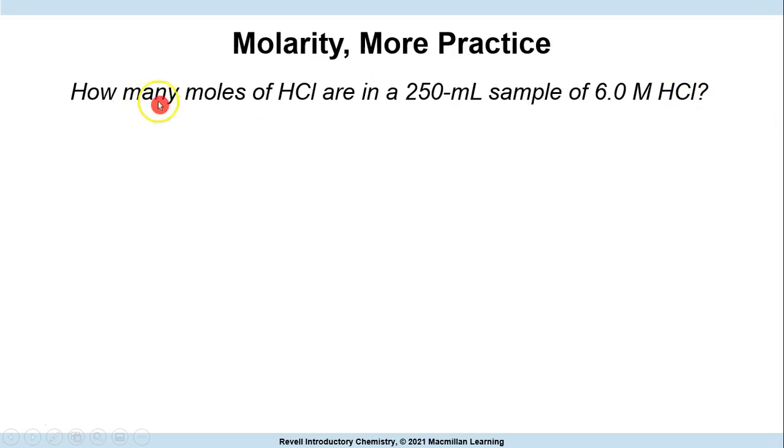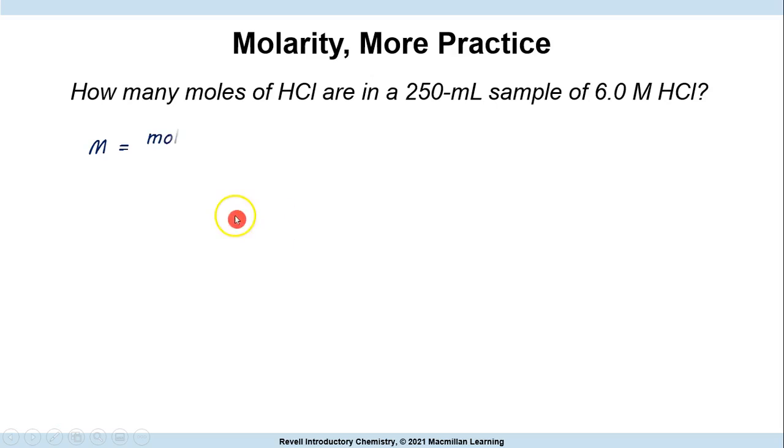So we are looking for the moles here. We have been given the volume and we've been given the molarity. One thing is that the volume must always be in liters. So we have to convert the 250 milliliters to liters first. Then we are going to multiply the volume by the molarity to obtain the number of moles.